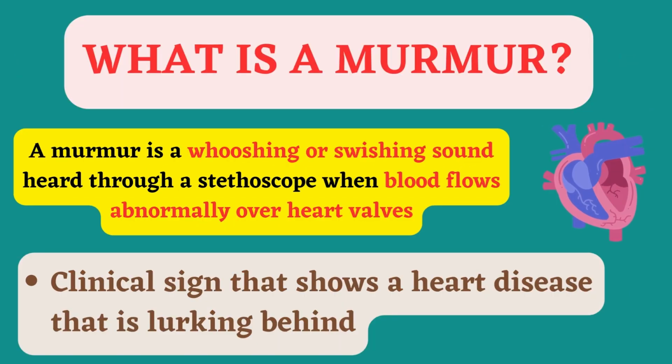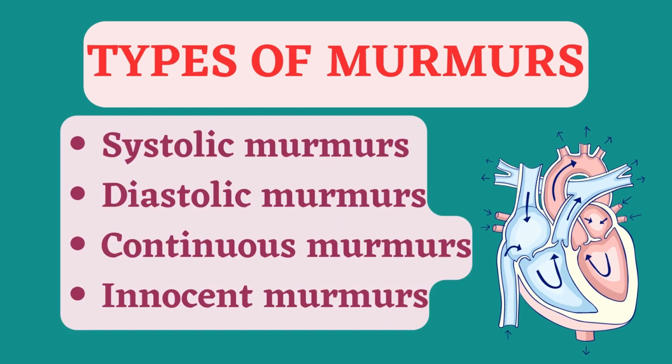A murmur is a whooshing or swishing sound heard through a stethoscope when blood flows abnormally over heart valves. That being said, a murmur is a clinical sign that shows a disease that is lurking behind. There are different types of murmurs, which are systolic murmurs, diastolic murmurs, continuous murmurs, and innocent murmurs.